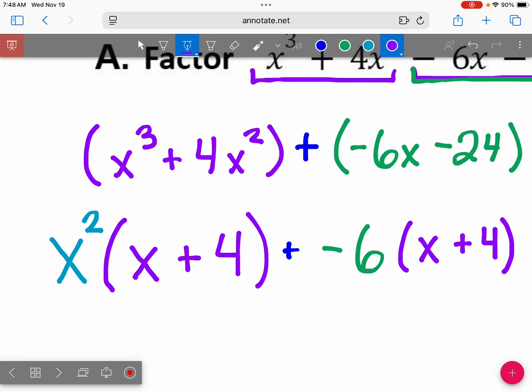Once we get to this point, we can notice that we have a plus negative 6, and we can just drop the plus right here. Totally cool if you want to leave it. Now that I have a factor that matches, these are supposed to match. If these don't match, it didn't work right. We stop right there.